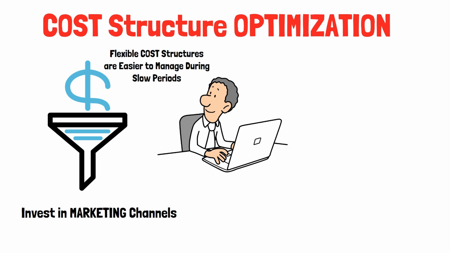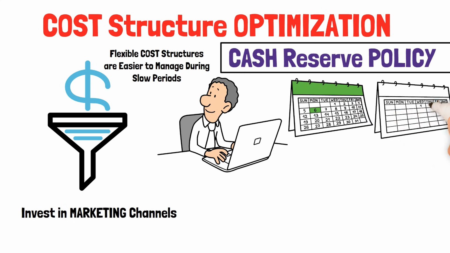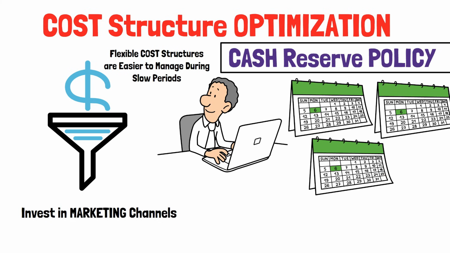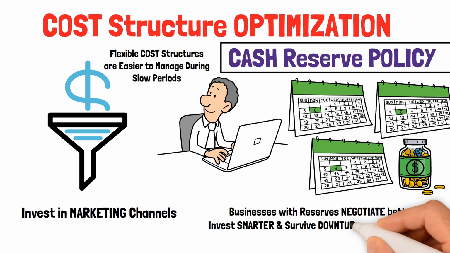Another advanced tactic is building a cash reserve policy. Once you stabilize, aim to accumulate at least 3 months of operating expenses in a separate account. This reserve acts as shock protection. It allows you to make strategic decisions calmly rather than react out of fear. Businesses with reserves negotiate better, invest smarter, and survive downturns more effectively.